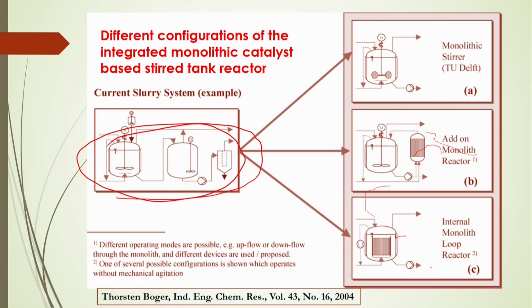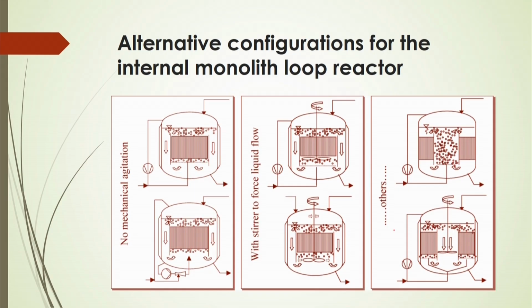And you also get alternative configurations for the internal monolithic loop reactors, where sometimes mechanical agitation may not be required for that particular process. Through the monolithic structure there will be a flow of fluid, it may be in a laminar way, that laminar flow condition, and plug flow phenomena will be there through which the reactions will occur. So, as shown in the slides, you can get other different types of configurations.